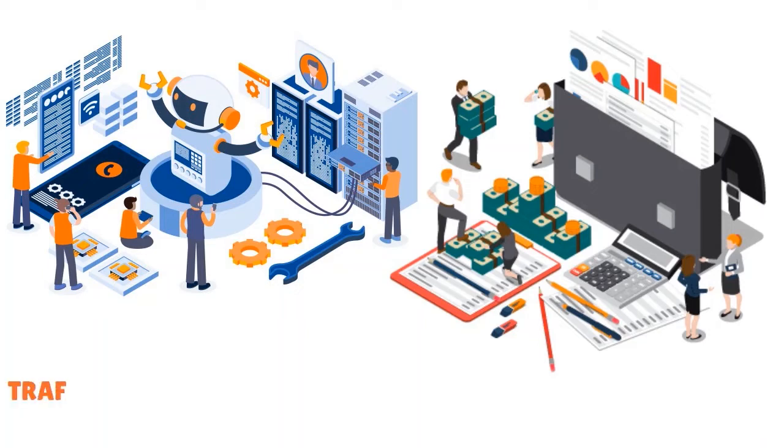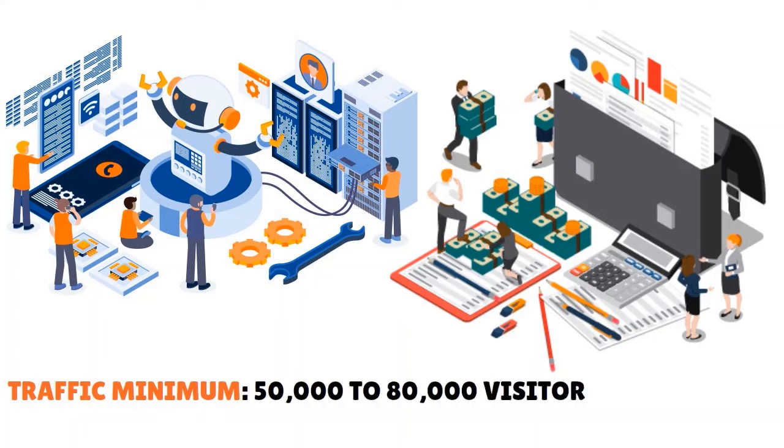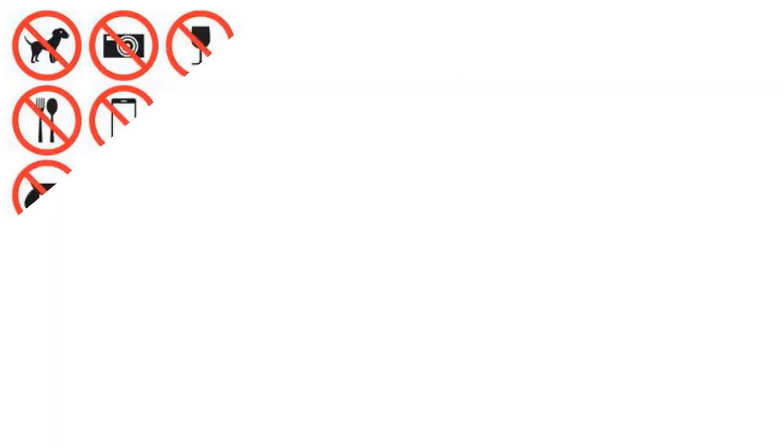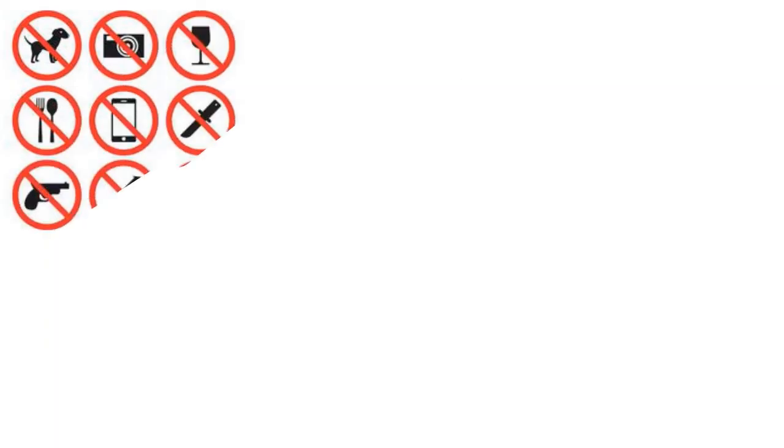Okay, in terms of traffic minimum, 50,000 to 80,000 visitors per month. Okay, the publisher language requirements, English. Okay, and so that's what it is. And in terms of prohibited content, everything that's pornographic, adult, obscene, abusive, libelous or illegal, they don't want that. They really don't want that.